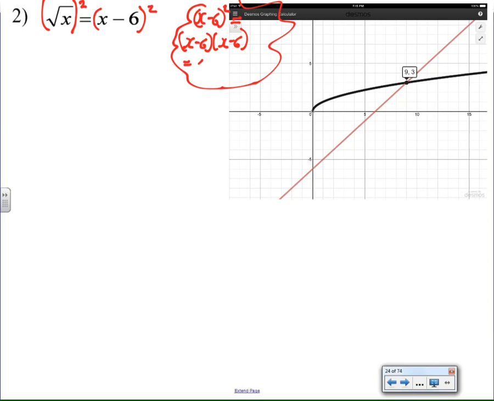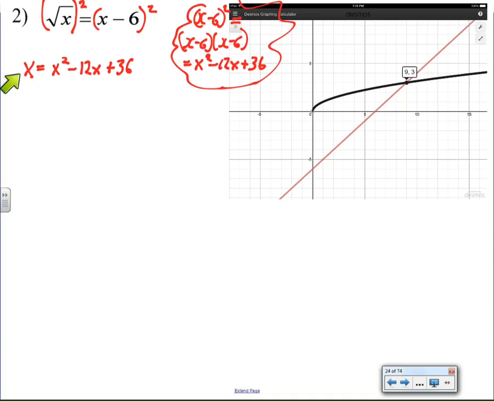Now here's a nice little reminder. When you square a binomial like x minus 6, it's really x minus 6 times x minus 6, which reminds you to FOIL. And so squaring the left hand side should give you x squared minus 12x plus 36. Now this is a quadratic equation.